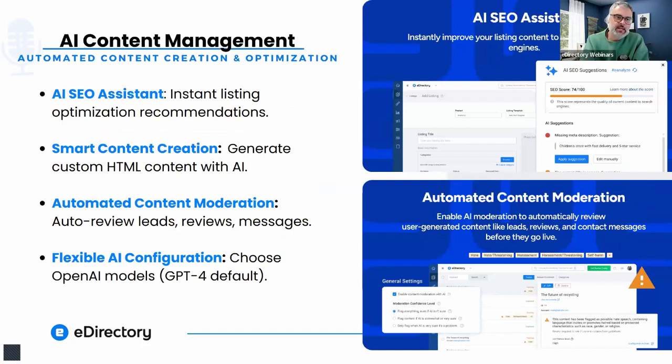And talking about the AI, we now have new options for AI content management. So this is where the magic happens for the new version. We are very excited about these new features. So the first one would be the AI SEO assistant. It will analyze your listings and provide you with instant recommendations for better SEO tips and adjustments. So you don't need any SEO expertise to use this. You just have to follow along with the directions that the AI suggestions will give you. I will show you how to use this in a demo.